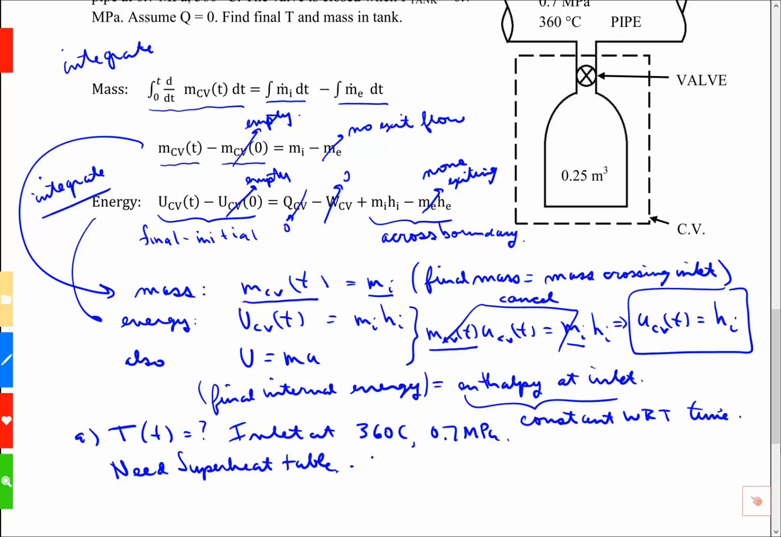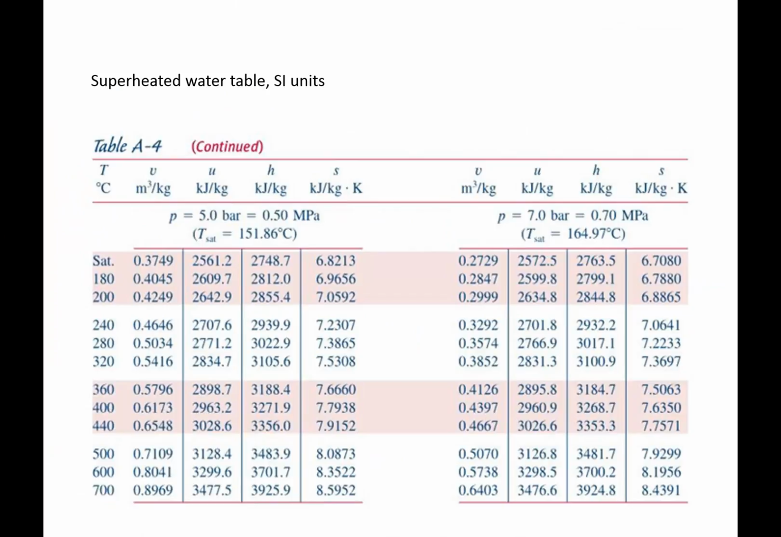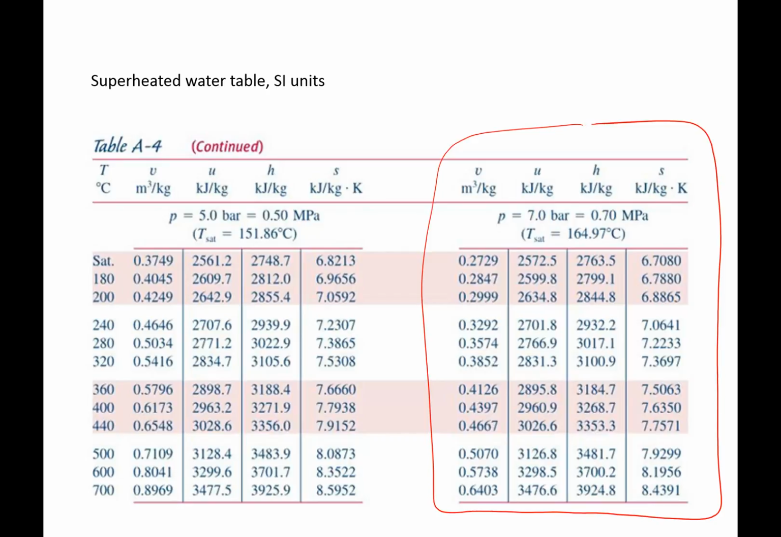We're going to go look at our superheat table and find the H value. Let's go find a superheat table. Here's a fragment of a superheat table, and it comes in blocks. This block is at 0.7 megapascals. That's what we need. We're looking for enthalpy in kilojoules per kilogram in this table.